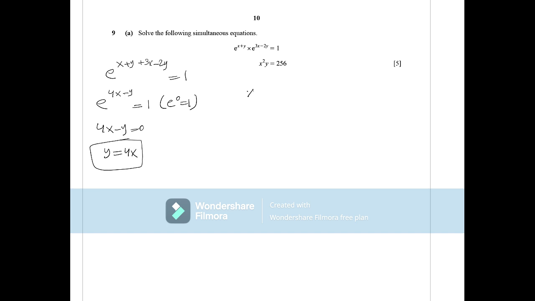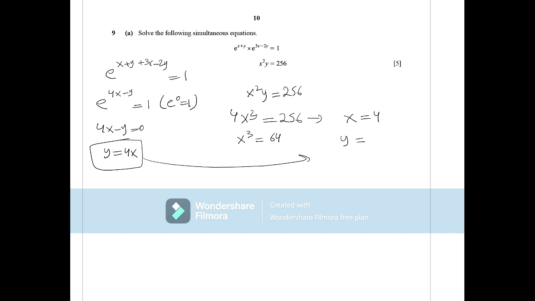Here, and then x squared y is equal to 256. We need to substitute, 4x cubed is equal to 256, giving me x cubed is 64, and then x is equal to 4, and then just y is equal to 16. Simple as that.